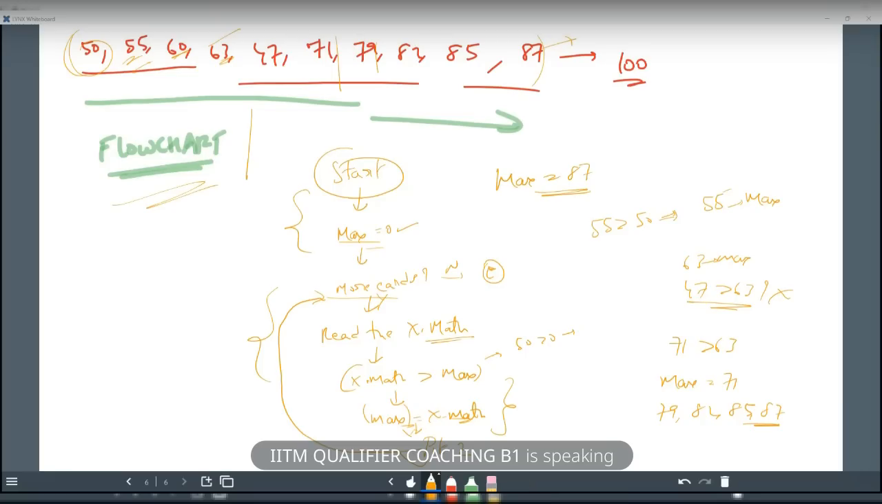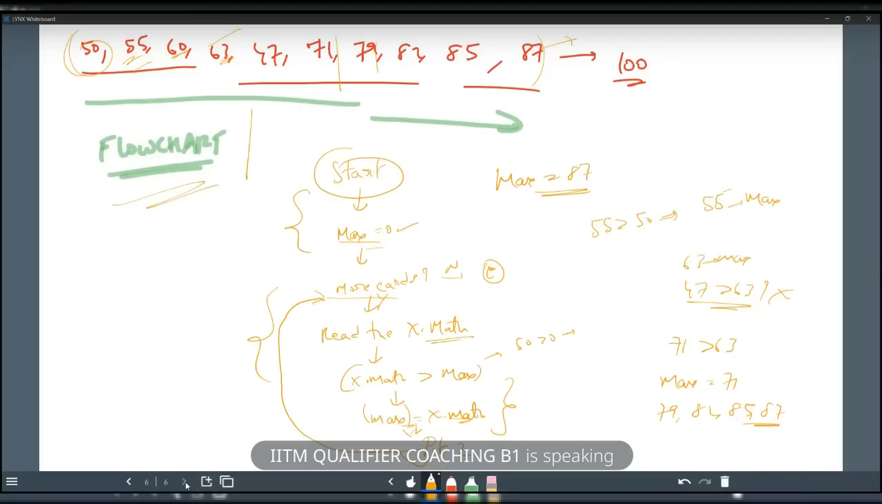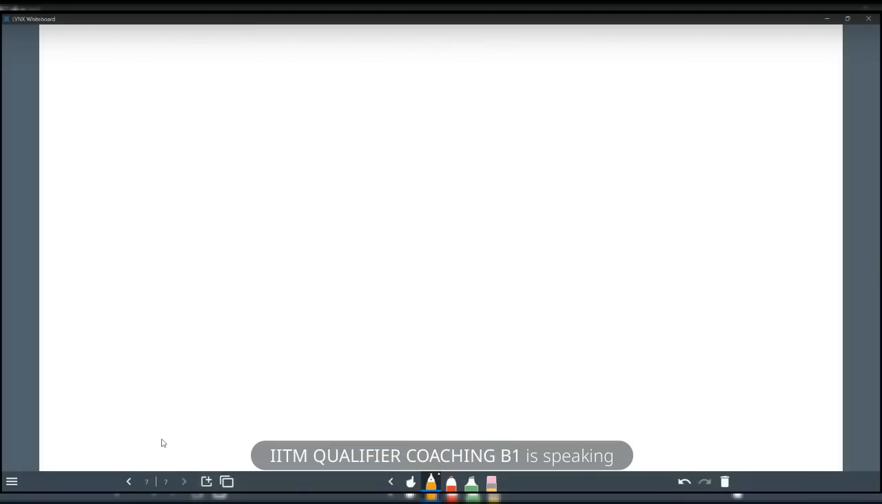But here, in order to maintain the maximum marks, we need to maintain variables as well. Here we see x.math is a variable which varies for each and every student, and even max is also a variable, and that's it. There is nothing more than these two variables. And now we move on to the next and final topic, which is pseudocodes.